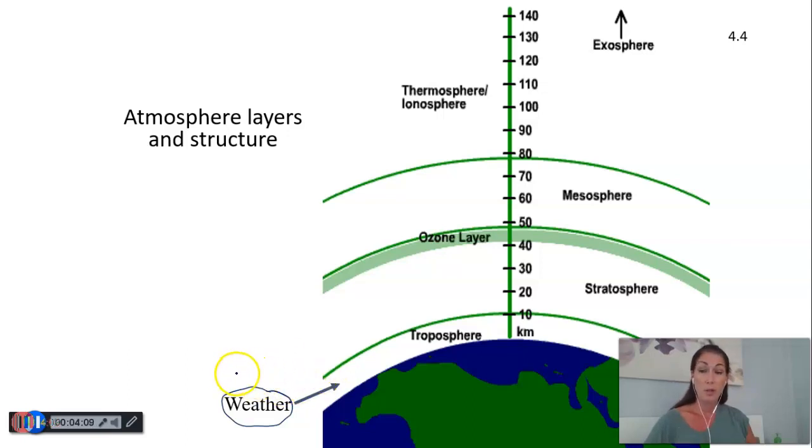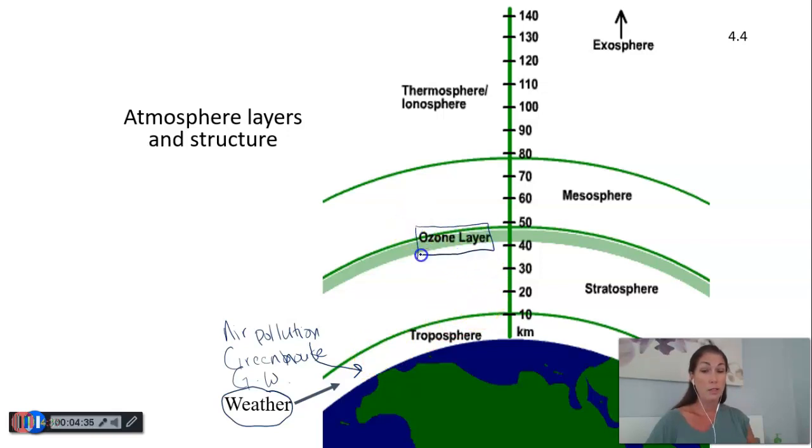Later on in the year, we're also going to talk about global warming. That occurs in the troposphere. The greenhouse effect occurs in the troposphere. Most of our air pollution occurs in our troposphere. So those are all key concepts that we'll be talking about in the future that all are tied to our troposphere. The stratosphere is significant because of the ozone layer.